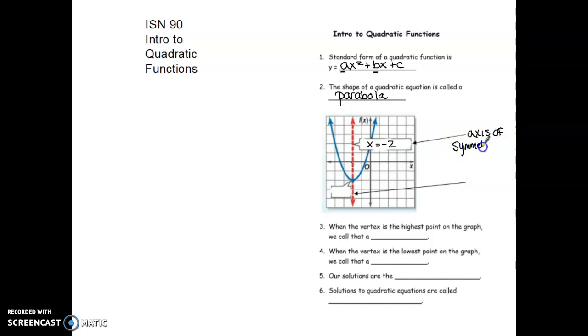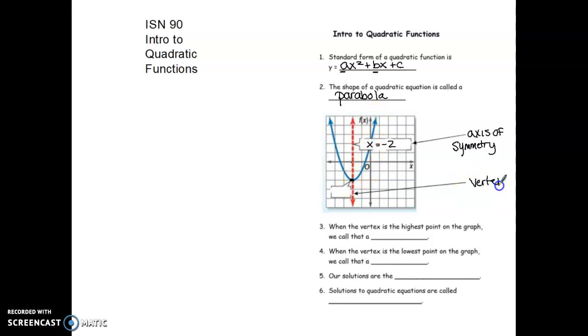So you're looking for the line where you could fold the parabola on top of each other, and you need to be able to write the equation of that line. There's another point that you have to identify, and it is going to be either the lowest or the highest point. It's where the slope changes from a negative slope to a positive slope. It is called the vertex.